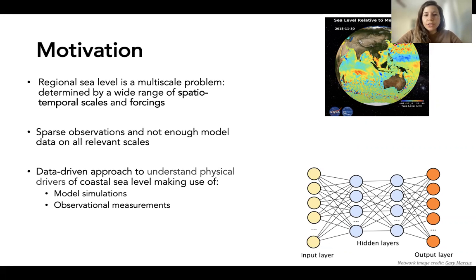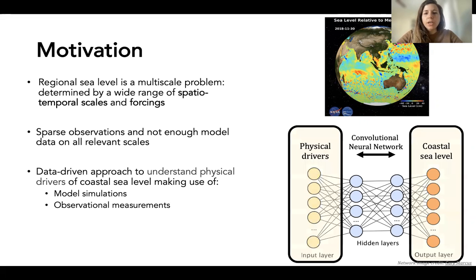So today we are going to discuss a new approach, which is a data-driven approach to try to understand the physical drivers of coastal sea level. And we're doing so by making use of model simulations and observational measurements. I'm going to focus today mostly on model simulations and then discuss how this ties in with observational measurements in the future.